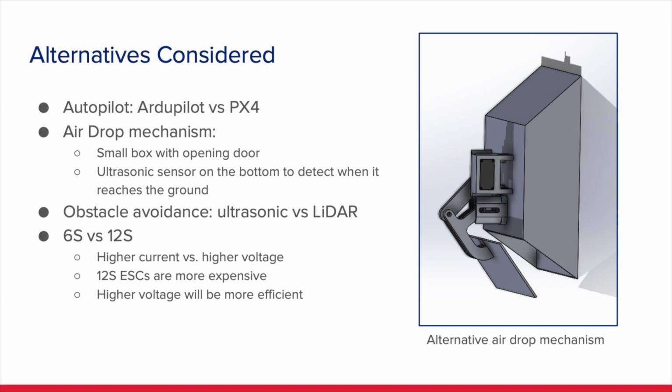In terms of the obstacle avoidance, we considered surrounding the drone with several ultrasonic sensors, but as mentioned previously, those are not very accurate in their measurements, and we were not able to read accurate data fast enough in order to avoid collision with other drones. Lastly, when comparing 6S and 12S battery systems, we switched over to 12S as it allowed for higher voltage for the drone, meaning the drone will be performing more efficiently since there will be more power delivered to the motors.